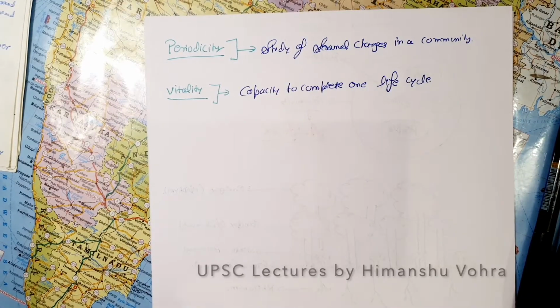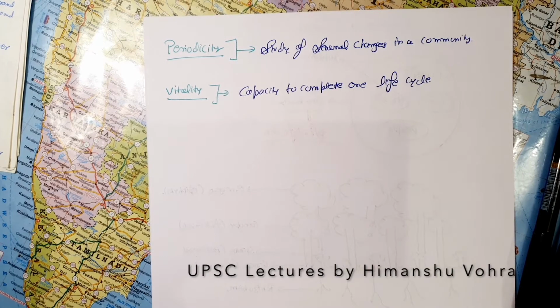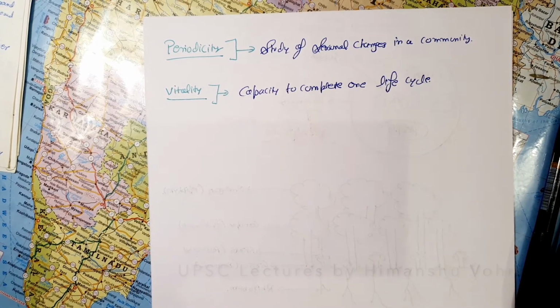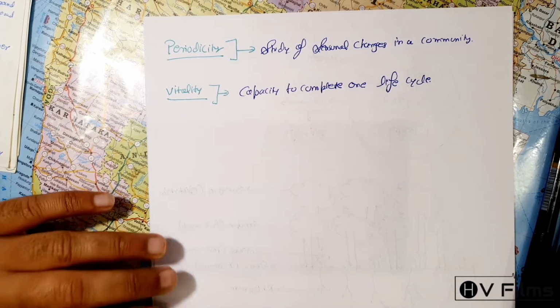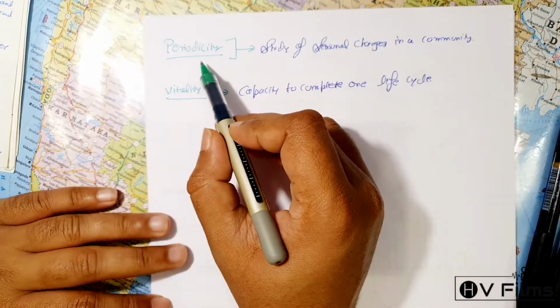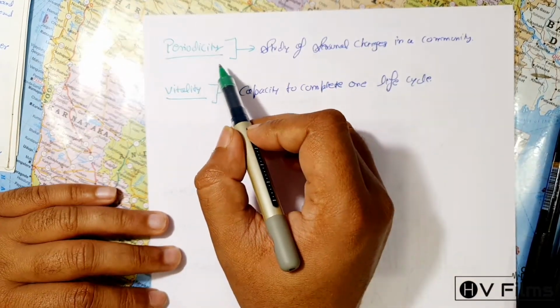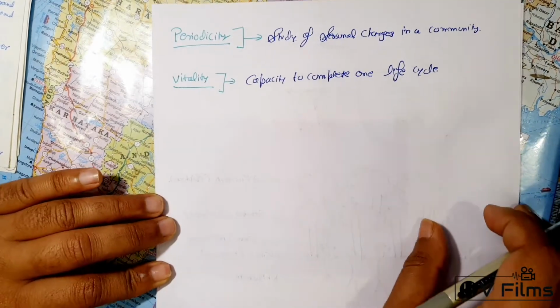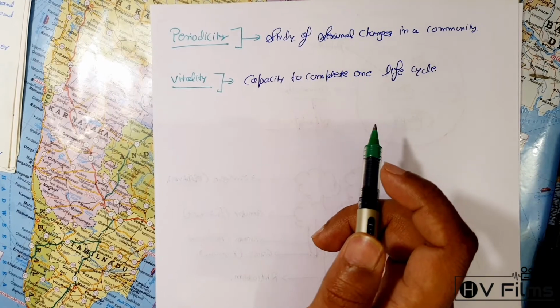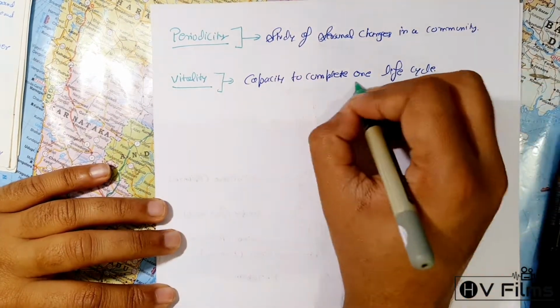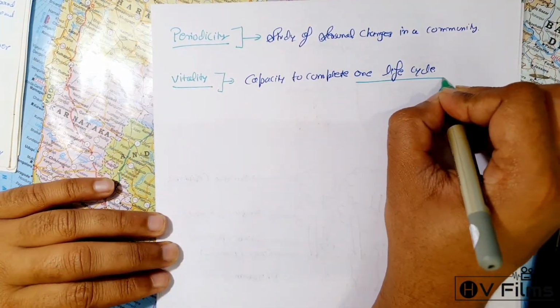Hi everyone. So in this lecture we will study certain words, a nomenclature for studying the ecosystem and the communities. One of them is basically periodicity. Periodicity is the study of the seasonal changes in a community. Similarly, the next is vitality, which is basically the capacity to complete one life cycle.